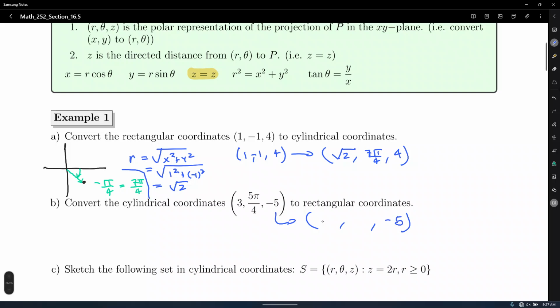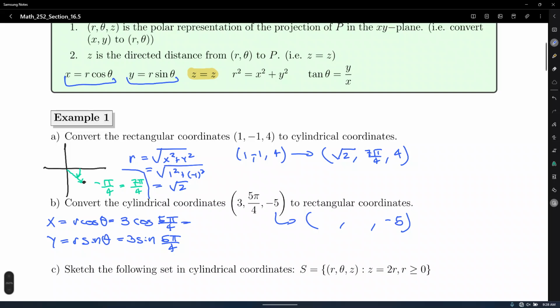So what do we do in this case? Well, we know that x equals r cosine of the angle, where r equals 3, and the y coordinate is going to be r sine theta. We can calculate this. That is x equals r cosine of the angle, that is 3 cosine of 5 pi over 4. And the y, which is r sine theta, that is 3 sine 5 pi over 4.